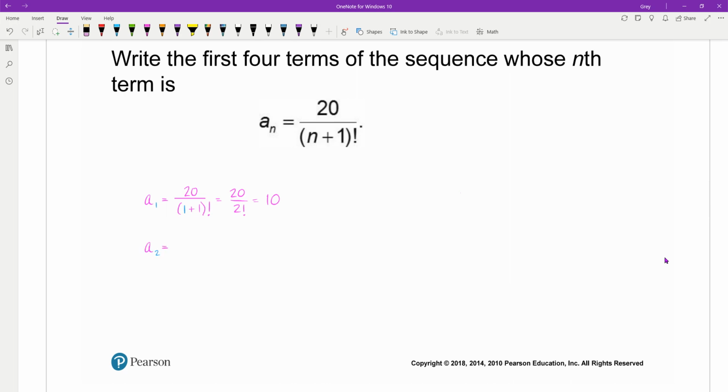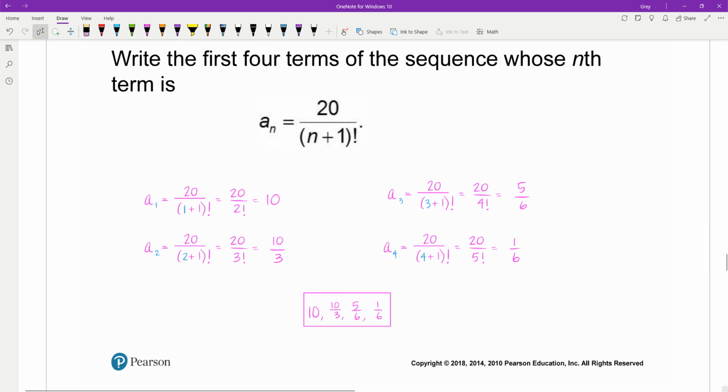So a sub 2 is going to be 20 over 2 plus 1 factorial, which is 20 over 3 factorial, which is 10 over 3. A sub 3 is going to be 20 over 3 plus 1 factorial. That's 20 over 4 factorial, which becomes 5 over 6. And a sub 4, 20 over 4 plus 1 factorial. 4 plus 1 is 5 factorial, and that becomes 1/6. Again, if you need help using your calculator, you need to come see me. So our terms are going to be 10, 10/3, 5/6, and 1/6.